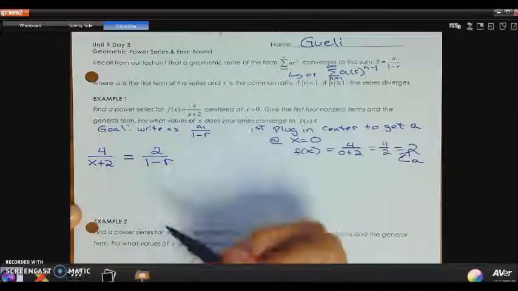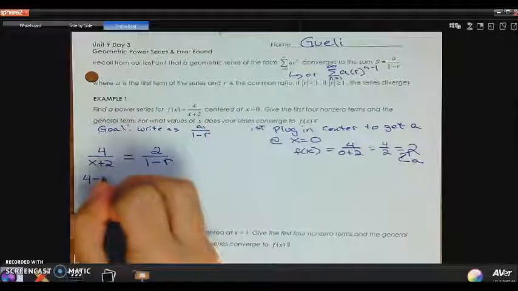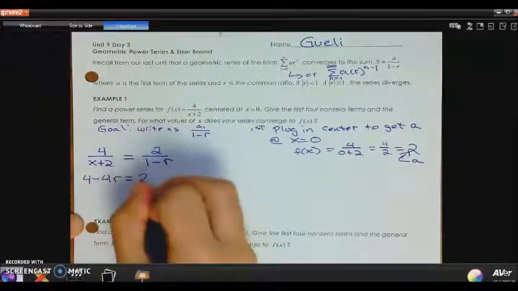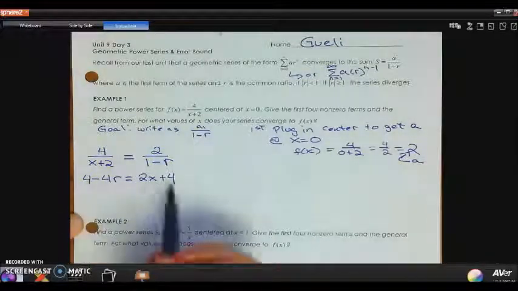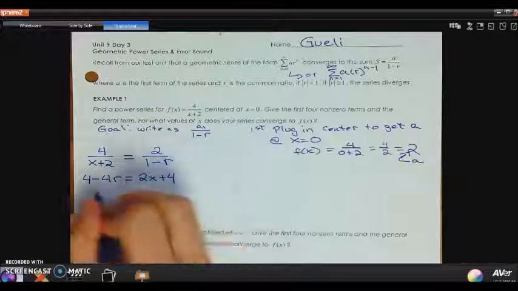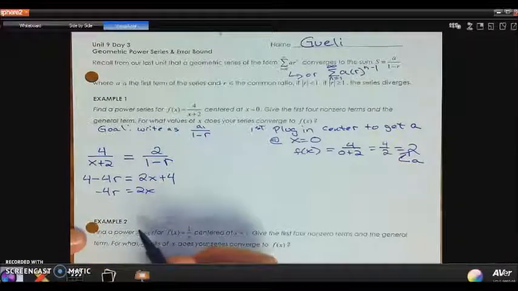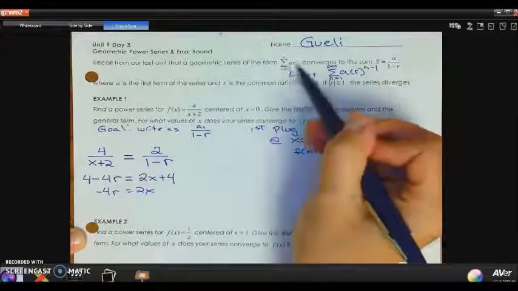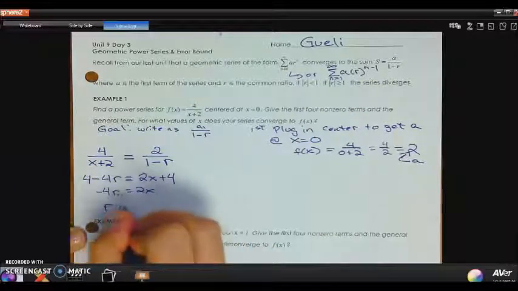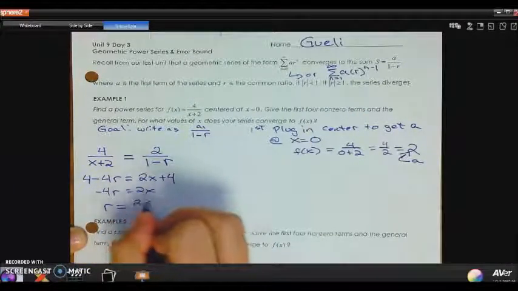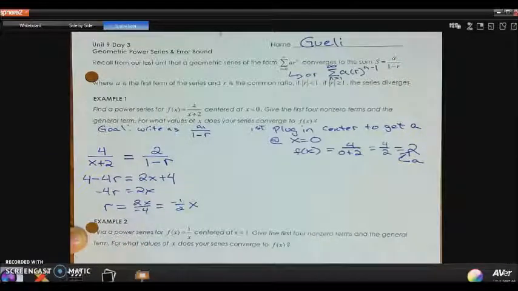So from here, you're just going to cross multiply. When you cross multiply, you get 4 minus 4r equals, don't forget to distribute, 2x plus 4. Very conveniently in this problem, those 4's are going to cancel each other out. So you get negative 4r equals 2x. And I want to get r by itself because, again, my goal is to write it in this sigma notation. So here, that means r is going to be 2x over negative 4, aka negative 1/2 x.